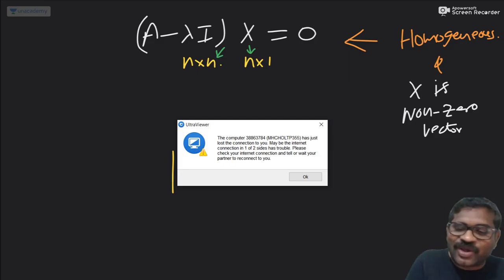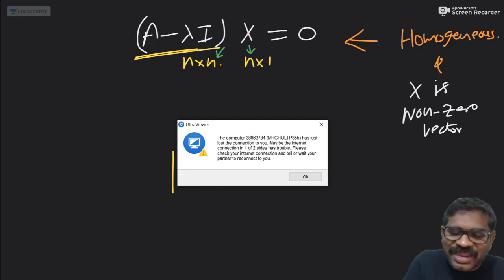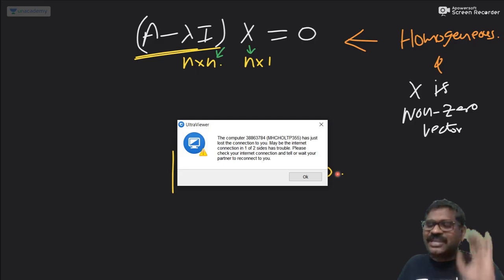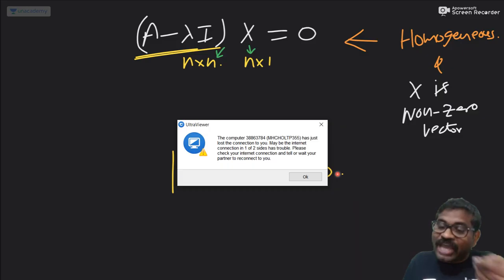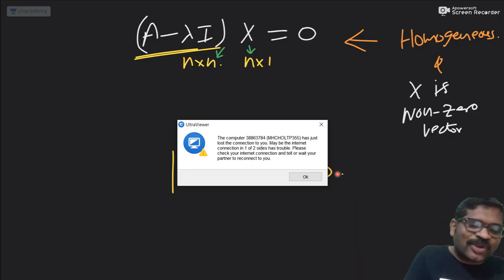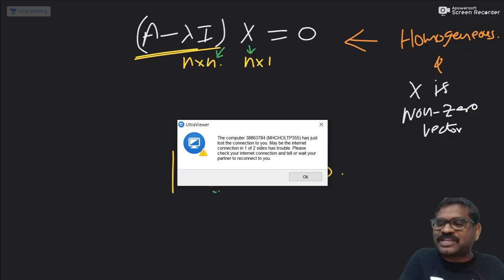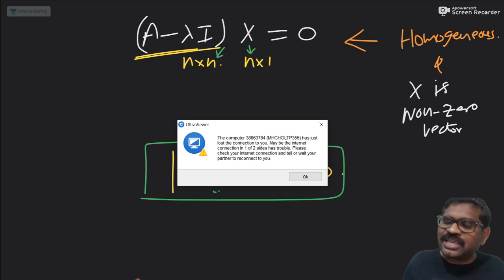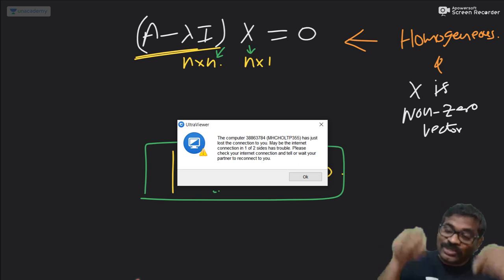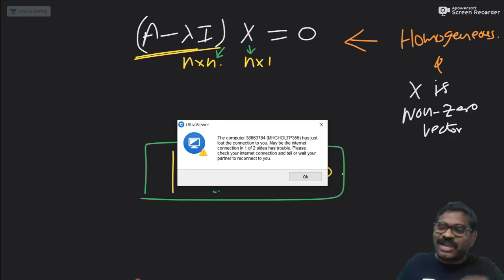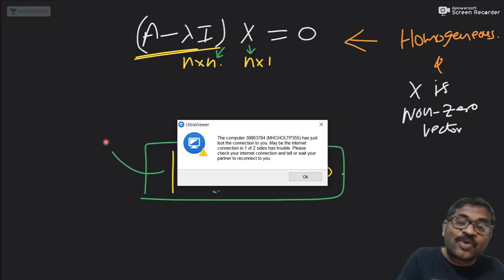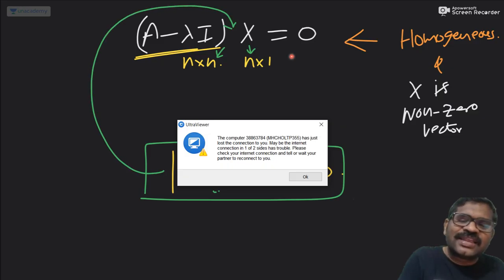So the determinant of your matrix, what is your matrix? A minus lambda I, no? Determinant of A minus lambda I equal to 0. That's why, to calculate eigenvalues, we are going to use the concept determinant of A minus lambda I equal to 0. This is the characteristic equation which gives the roots, and those roots are nothing but eigenvalues. If the determinant value of A minus lambda I equals 0, this homogeneous system possesses a non-zero solution.